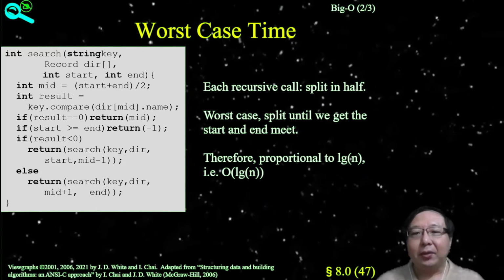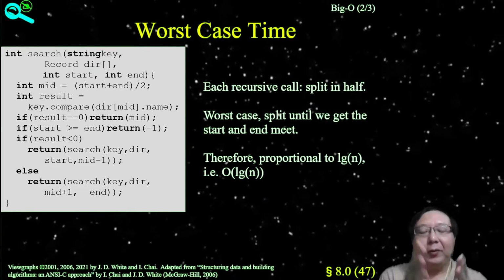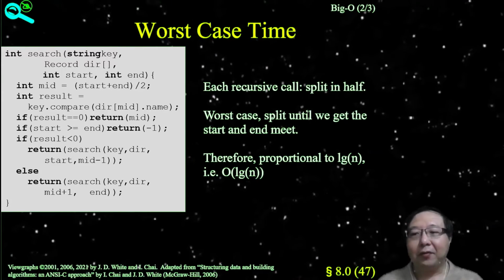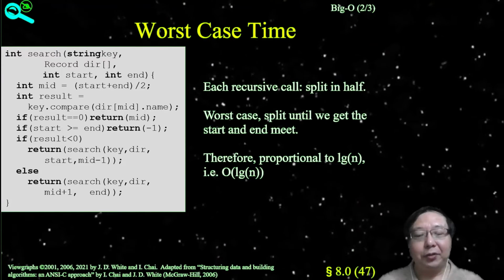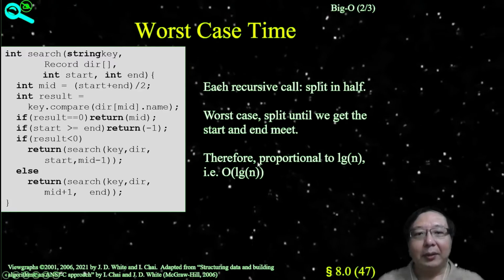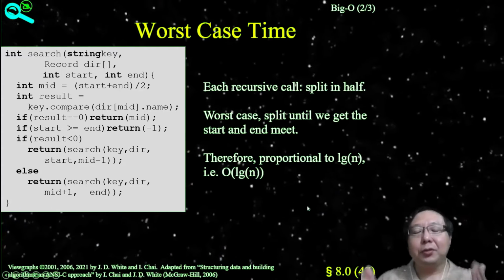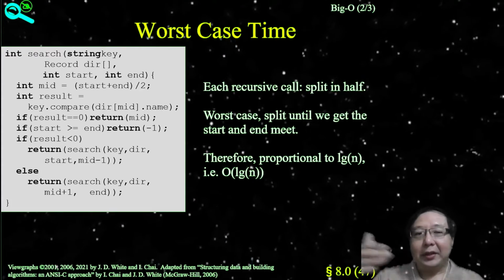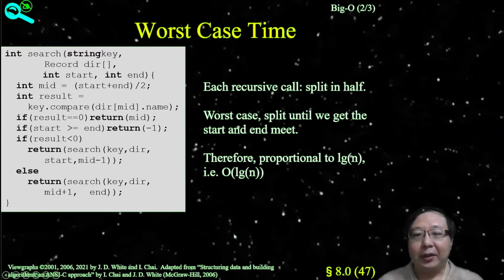So that means that the worst case is you go all the way and you find the last one and you say, okay, we cannot find it. So that would be log base 2 of n. So that means that it's proportional to log base 2 of the number of things in the database.